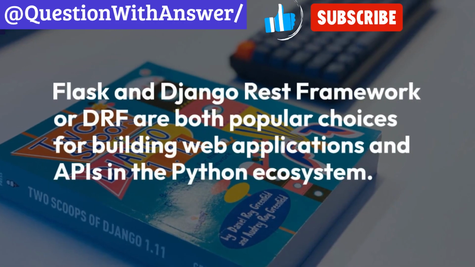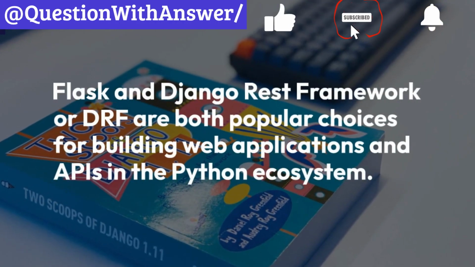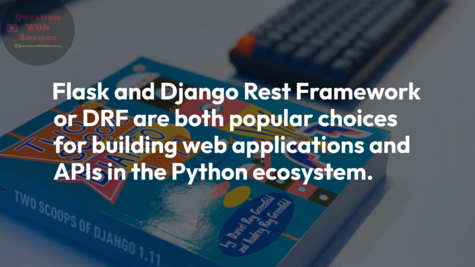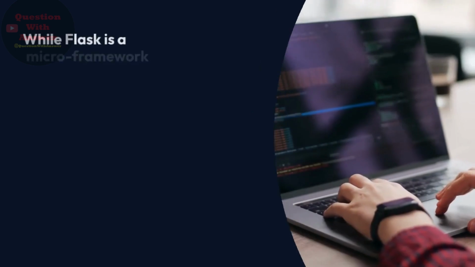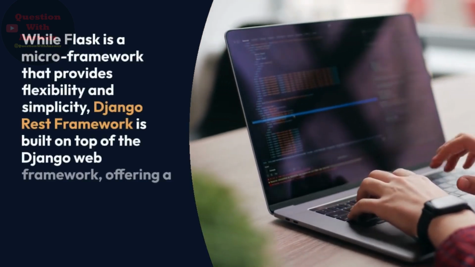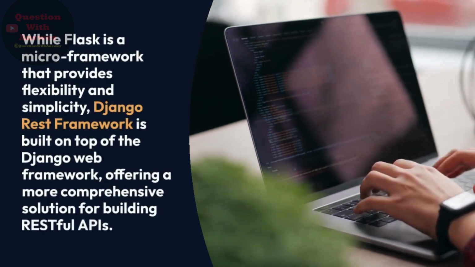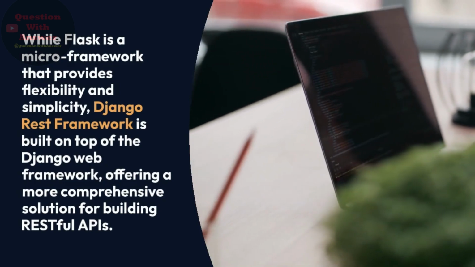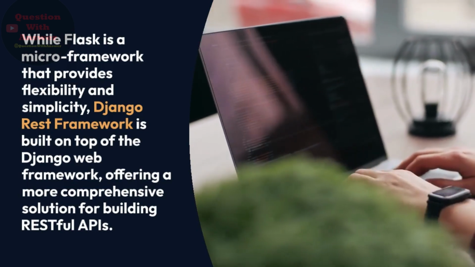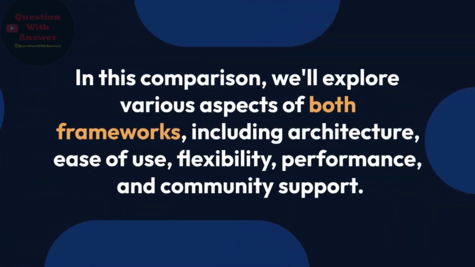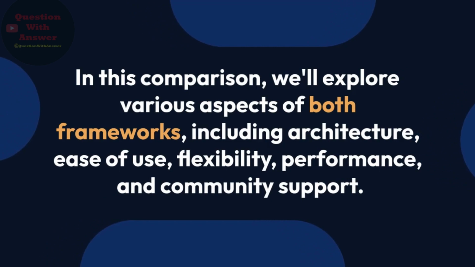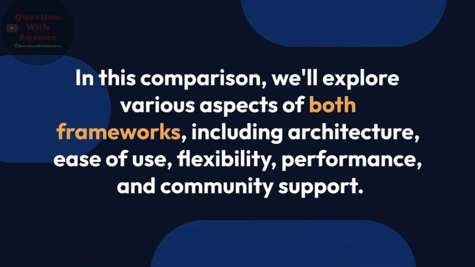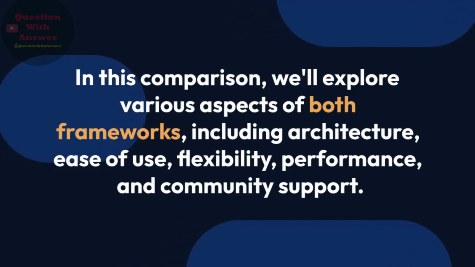Flask and Django Rest Framework, or DRF, are both popular choices for building web applications and APIs in the Python ecosystem. While Flask is a micro-framework that provides flexibility and simplicity, Django Rest Framework is built on top of the Django Web Framework, offering a more comprehensive solution for building RESTful APIs. In this comparison, we'll explore various aspects of both frameworks, including architecture, ease of use, flexibility, performance, and community support.